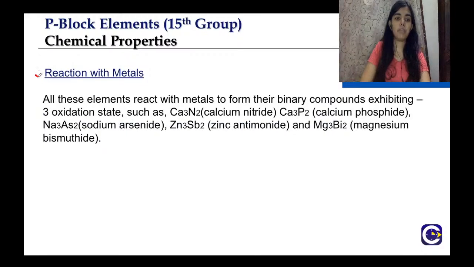Now reaction with metals. Now this is important. All these elements react with metals to form their binary compounds in the -3 oxidation state. For example, nitrogen will combine with calcium to form calcium nitride, right? Phosphorus will combine with calcium to form calcium phosphide. Arsenic will combine with sodium to form sodium arsenide. Antimony will combine with zinc to form zinc antimonide, and bismuth will combine with magnesium to form magnesium bismuthide.